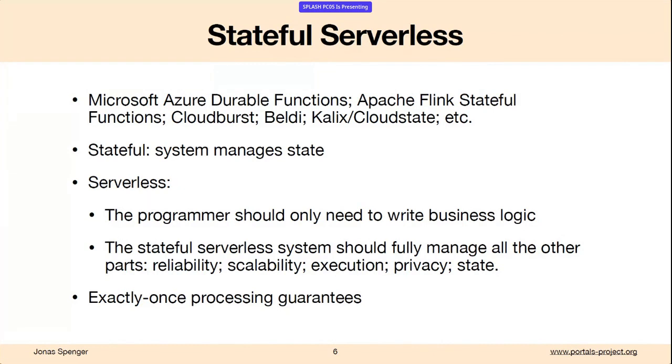Well, first of all, it's stateful. That is, the system manages state. This is what's different to AWS Lambda, where the state is not managed by the system. And the second thing is the serverless part: the system should manage all of these difficult parts with failures, with reliability, with execution, and so on. The key idea here is that the programmer should only need to write the business logic and shouldn't have to write the execution and failure logic.